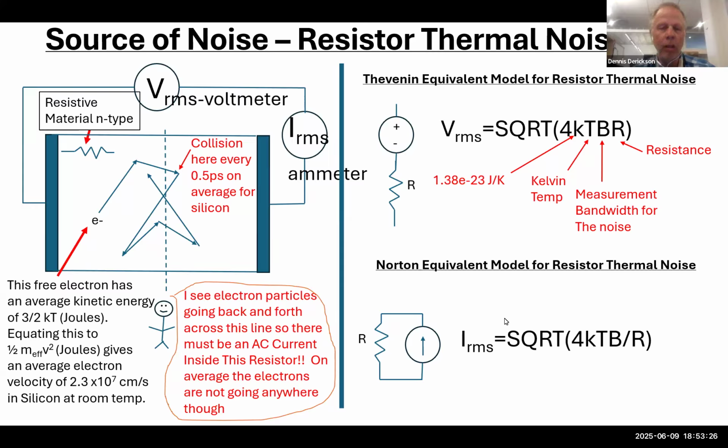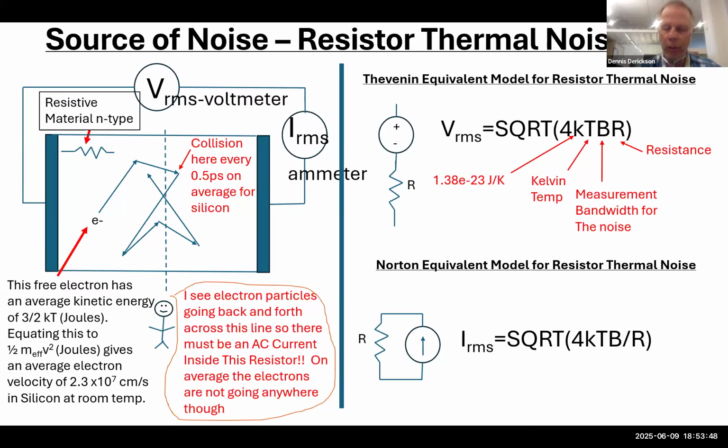So in summary, we have an N-type material with electrons going randomly back and forth, but a net go nowhere. And we have a noise source that you can measure with a really sensitive voltmeter, or you can measure that with a really sensitive ammeter. And at the end of this presentation, we're actually going to demonstrate a measurement of these parameters.